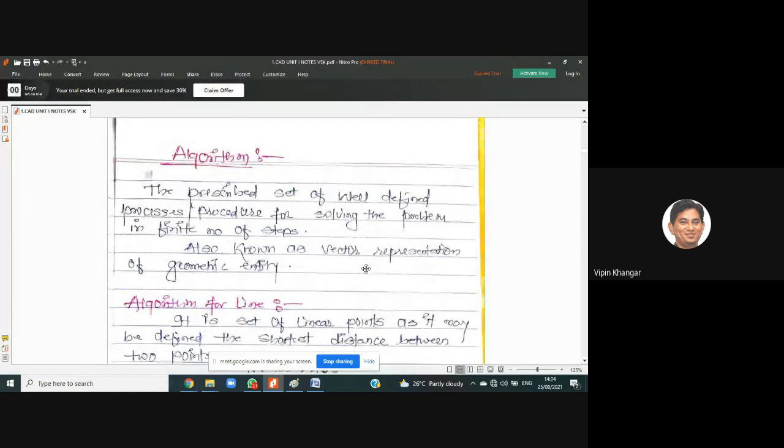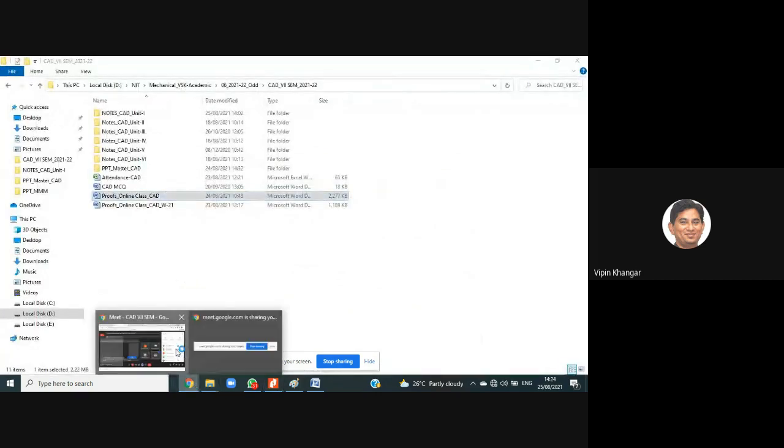So this part, algorithm, is going to start with today's lecture. So basically, the prescribed set of well-defined process or procedure for solving a problem in a finite number of steps. So basically, algorithm. This is the general basic definition you must have gone through a number of times during your learning of various subjects. It is also known as the vector representation of the geometrical entities.